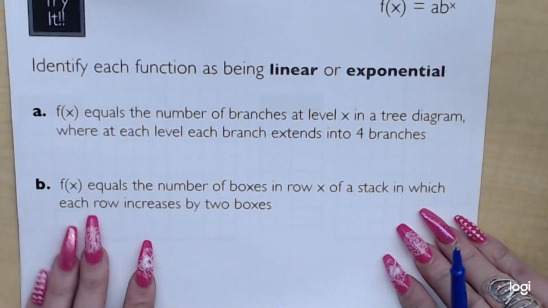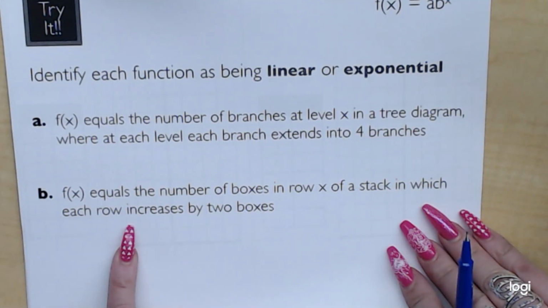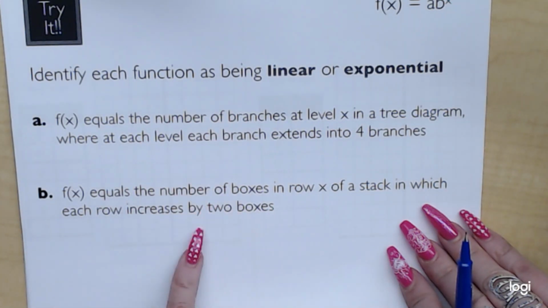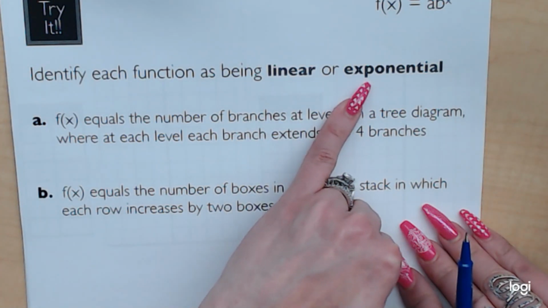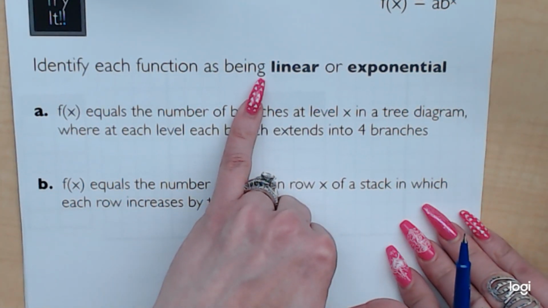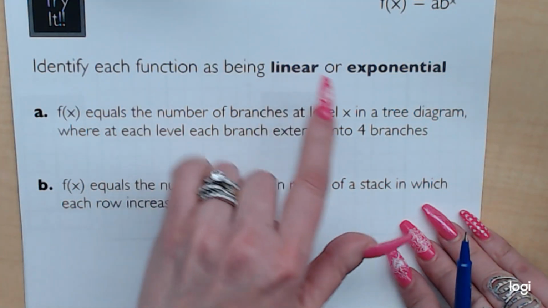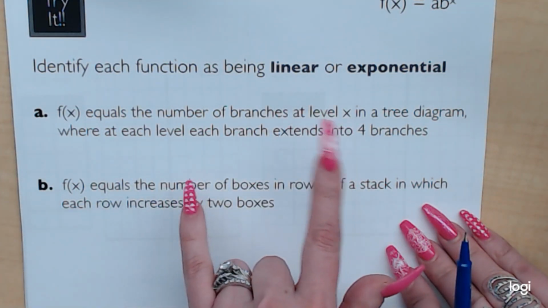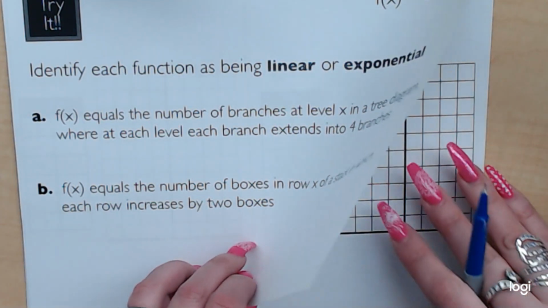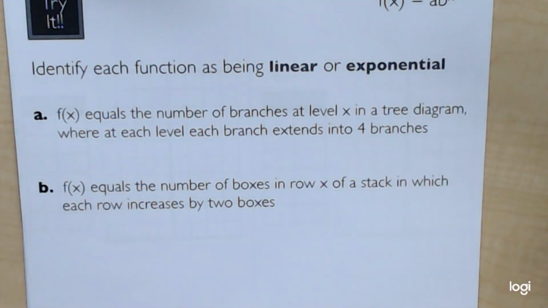Then you're going to work on these. Is it linear or exponential? So if it's a pattern of addition in the table or the values, it's linear. If the pattern is multiplication, it's exponential. And then you're done.